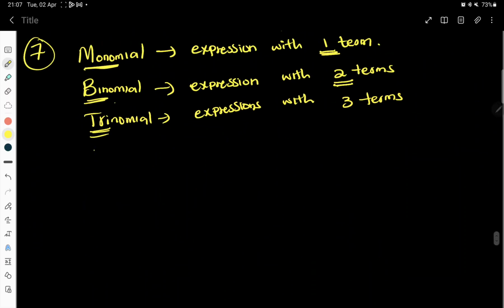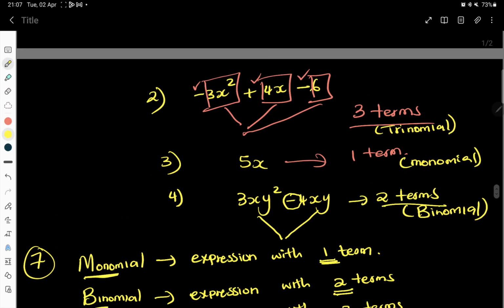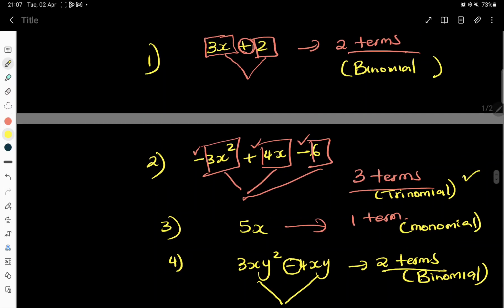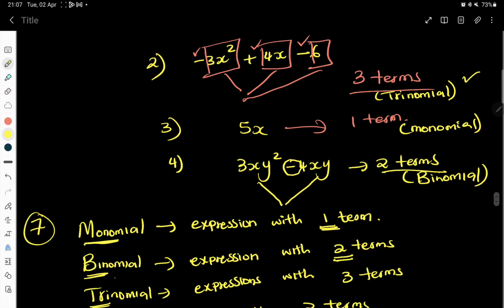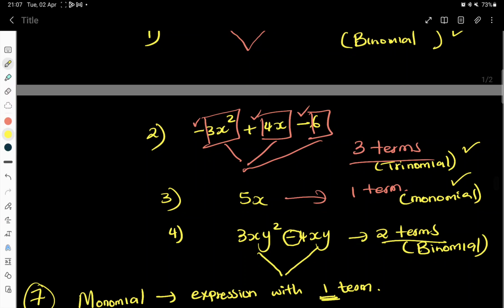Then lastly, I forgot to mention polynomial. Remember, I said they have more than 2 terms. So it means more than 2, not 2, more than 2. Actually you can say 2 or more. Even a binomial is a polynomial. No, I'm making a mistake. A binomial is not a polynomial. Let's stick to more than 2 terms. More than 2 means it's not 2, but it's 3, 4, 5, 6, 7, if I can just put it that way.